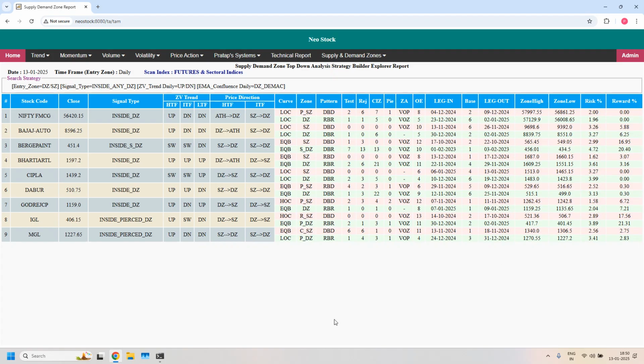We will verify. Out of 91, we got only 9 stocks. These 9 daily demand zones have daily EMA confluence. And a couple of these demand zones are already pierced demand zones. The last 2.